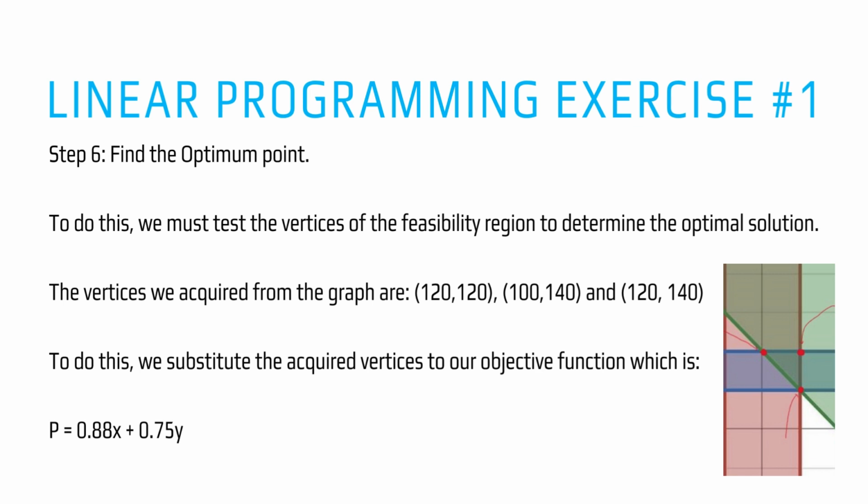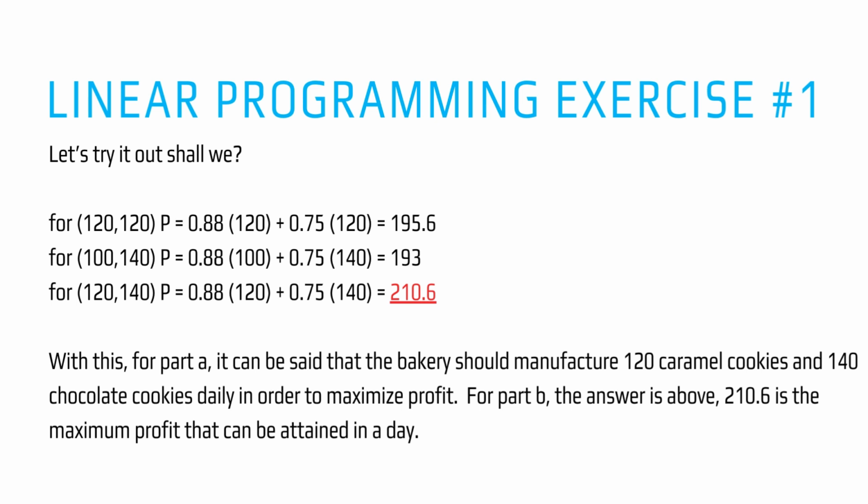To do this, we must substitute the acquired vertices to our objective function, which is, again, as we got from earlier, P equals 0.88x plus 0.75y. As you are wondering what the vertices are, as you can see at the image at the right, the vertices are at the edge where the red points are. Now, let's try it out, shall we?